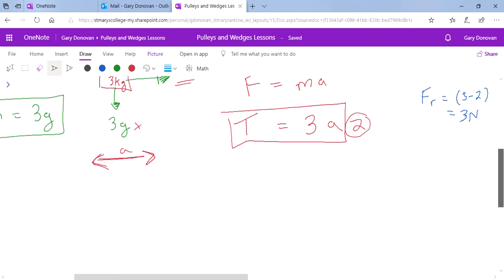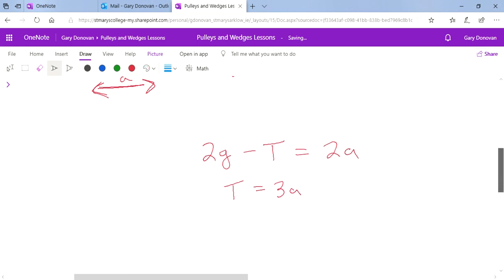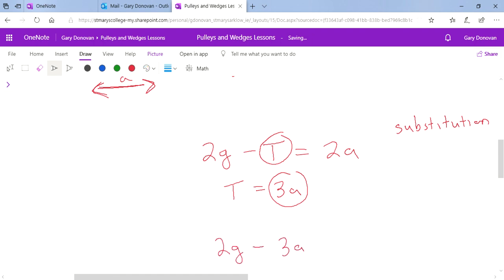Now we have two equations. I'll write them out again here. Equation 1 was 2G minus T equals 2A. And equation 2 was T equals 3A. So we just need to solve these two equations to find A. You could do simultaneous equations or you could do substitution. And substitution looks like the best option here. So I'm going to substitute this T with 3A. And equation 1 will become 2G minus 3A, because T is the same as 3A, equals 2A.